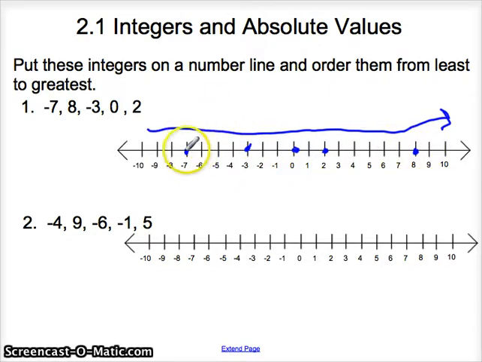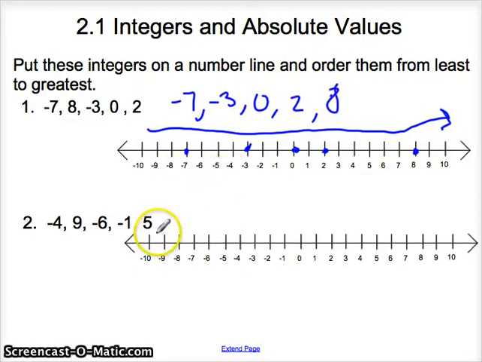So we're looking at the dots. We first have a dot moving from left to right, least to greatest, on -7. So -7 is going to be our first number. -3 is our next, 0, 2, and 8.